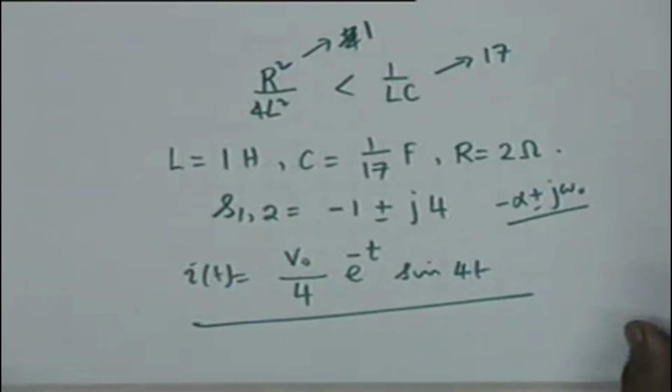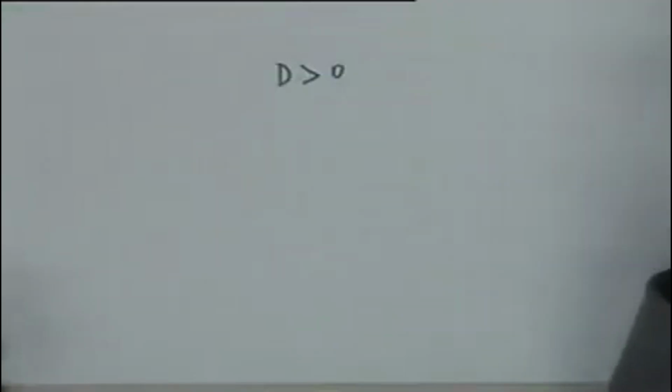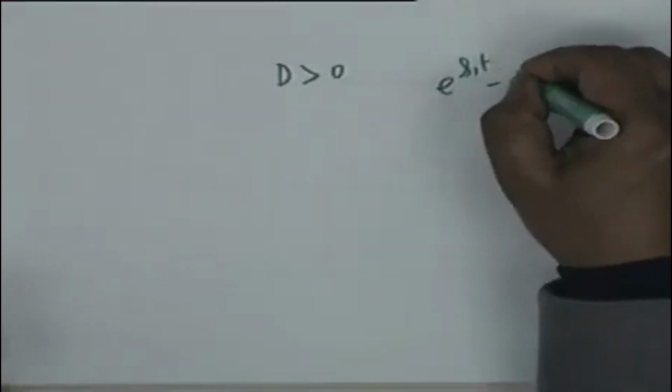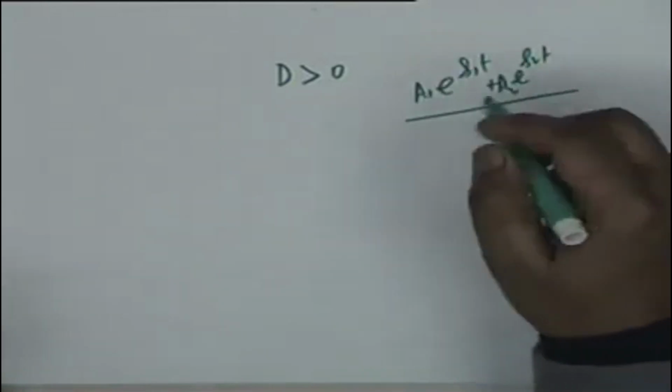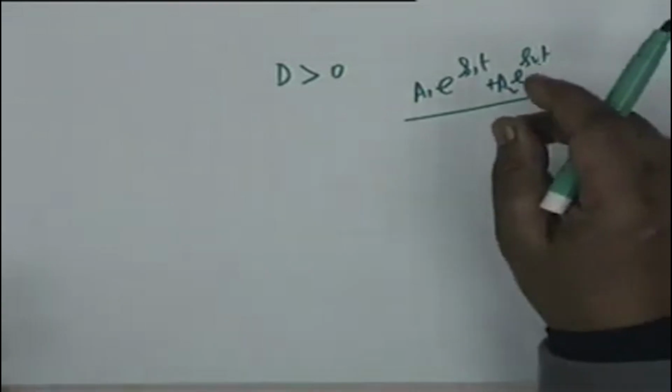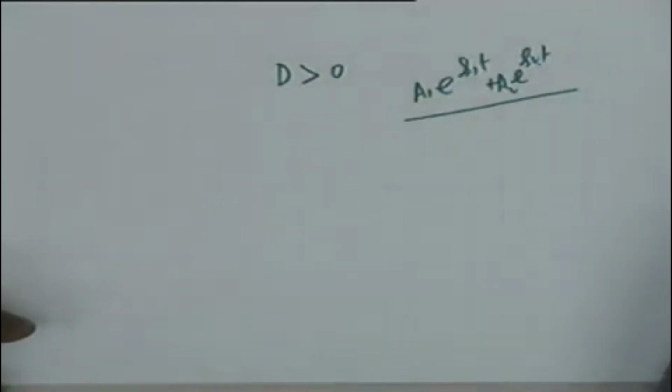Now we have considered two cases, that is capital D greater than 0. In this case there are no oscillations. The solution consists of the sum of two exponentials, e to the s1t and e to the s2t, where s1 and s2 are both real and negative. This is the solution, a1 e to the s1t plus a2 e to the s2t. There are no oscillations, so the current starts from 0, attains a maximum and then goes to 0.